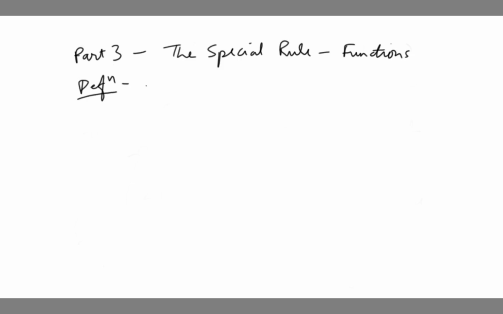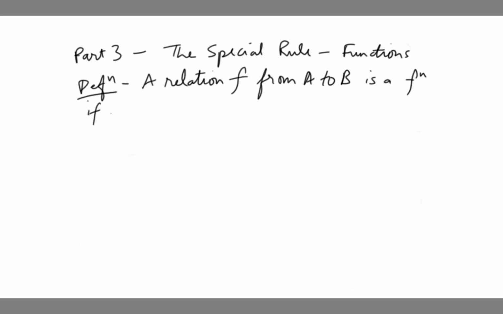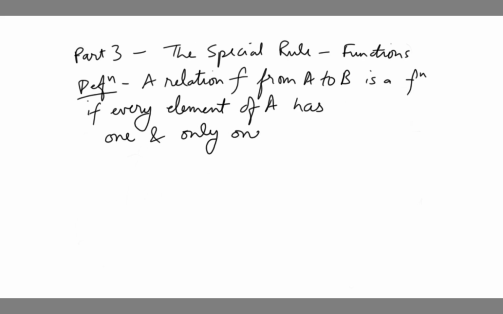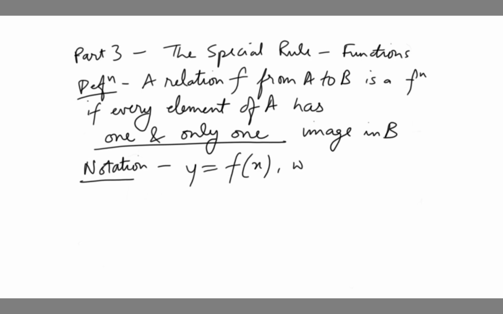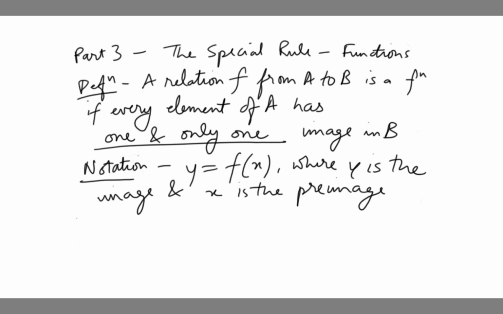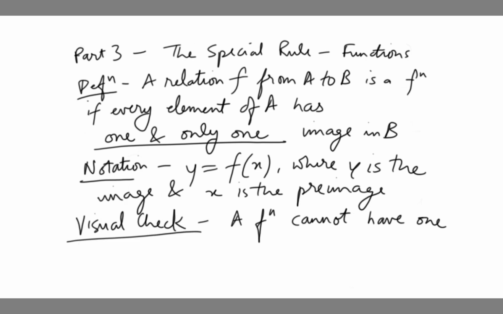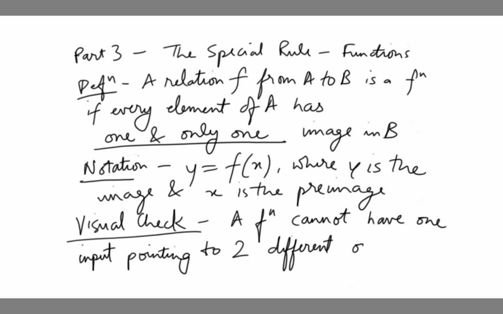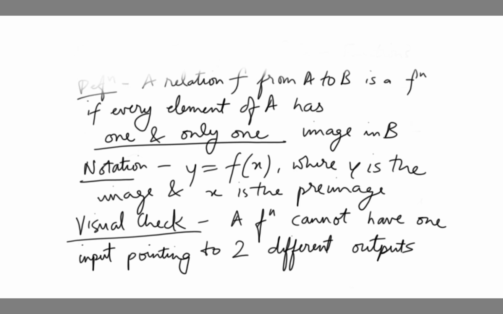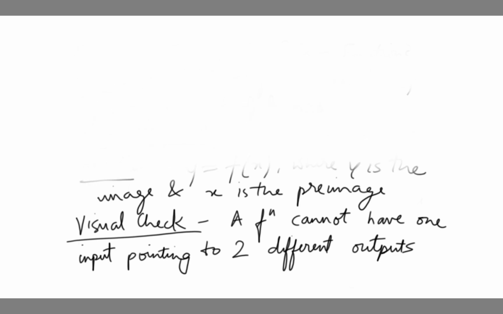So the special rule: functions. Now a function is a very disciplined type of relation. Think of it as a machine. You put one input in and you get exactly one output. For a relation to qualify as a function, two rules must be met. First, every single element in the first set must have a partner. Second, no element in the first set can have more than one partner. It is a one and only one rule. So that is the notation and the definition and visual check.